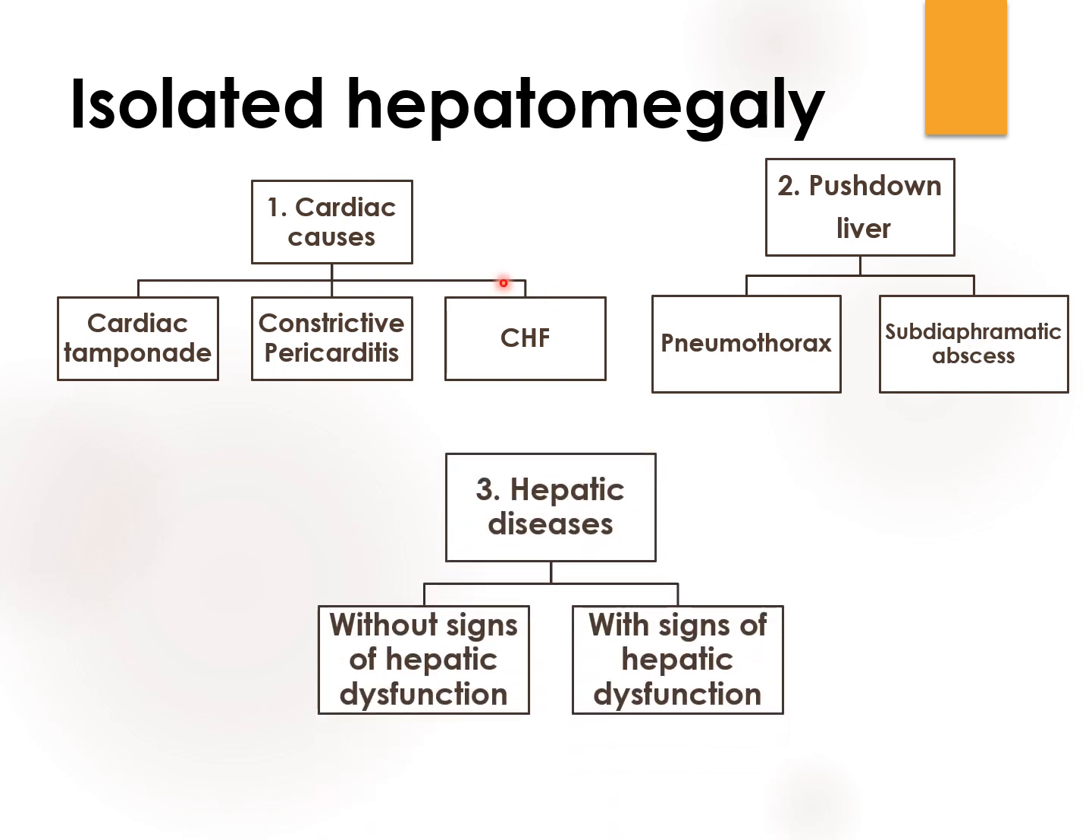If you have ruled out the cardiac causes and you have ruled out the pushed down liver, then think about hepatic disease. Now, if the patient is having hepatic disease without signs of hepatic dysfunction, meaning when you go for the liver function test, LFT is normal and the patient is having hepatomegaly and tenderness in the liver, and USG is also suggesting hepatomegaly, then the causes are different. And with signs of hepatic dysfunction means an altered liver function test.